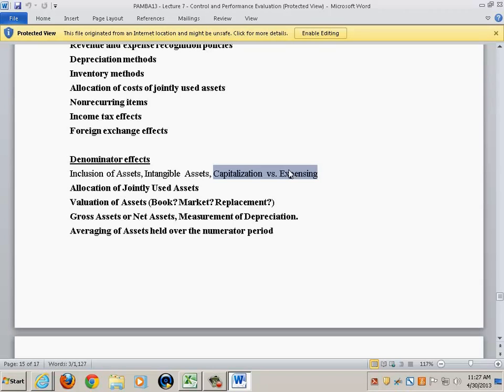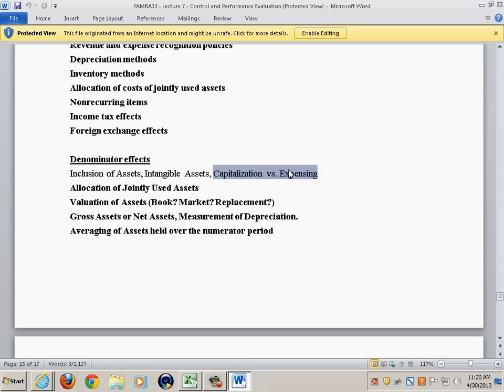Now we know that GAAP usually requires that such expenses as R&D, advertising and training would be expensed in the period that they're incurred and not capitalized. But we're talking here about measuring performance for internal reporting, and therefore we're not bound by GAAP. So if we feel that it's better that we capitalize such expenses, we're free to do that. So it's our choice.